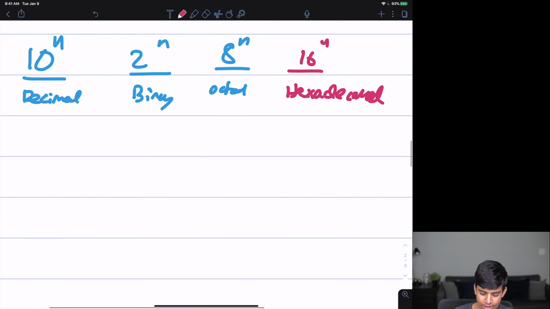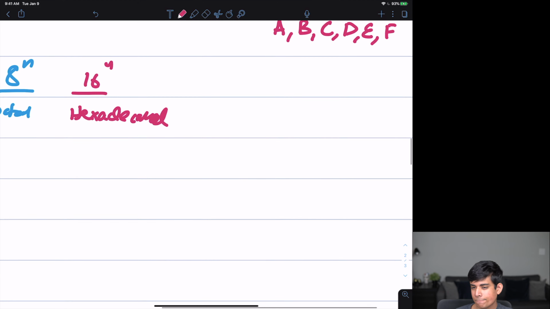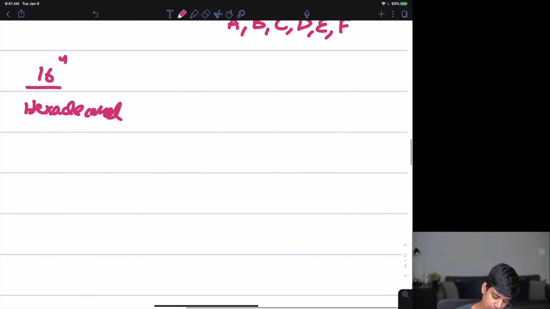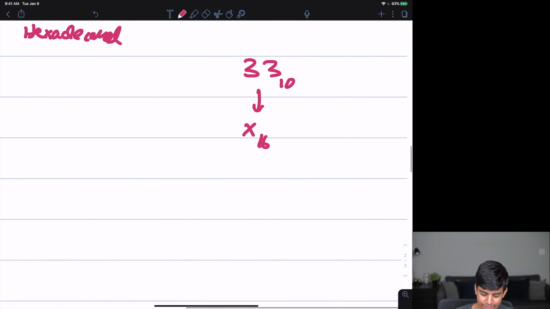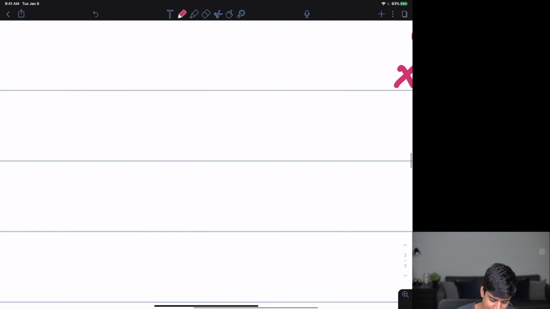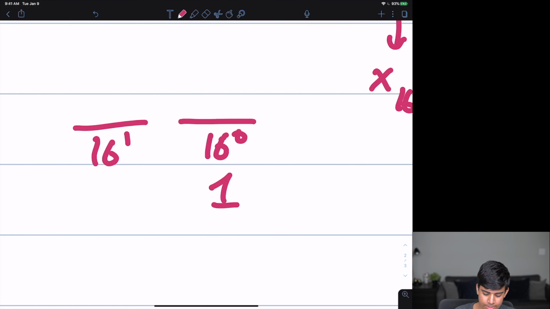So now, what if I want to convert a number? Let's just say I want to take 33 in base 10 and convert it over to 16. Well, to do this, I can just simply take my 16, and I'm going to write it out right over here. 16 to the power of 0, well, this is the 1's place. 16 to the power of 1, well, this is going to be the 16's place.